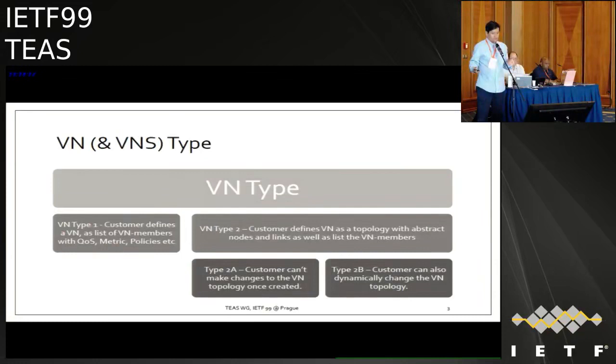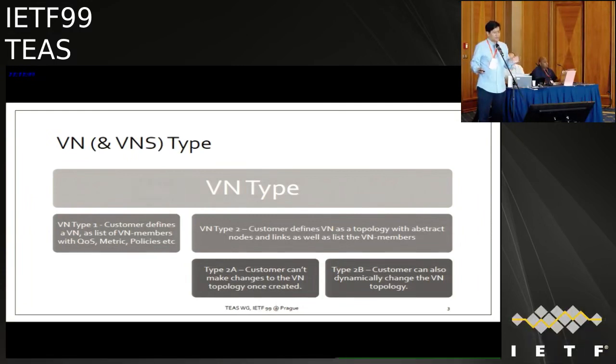I think this is a repetition of the slide I presented, but let me do it once more. VN type 1 is where the customer defines a VN and a list of VN members that constitute the VN, with QoS, SLA, and metric policy parameters for the VN. So this is a customer-driven type.